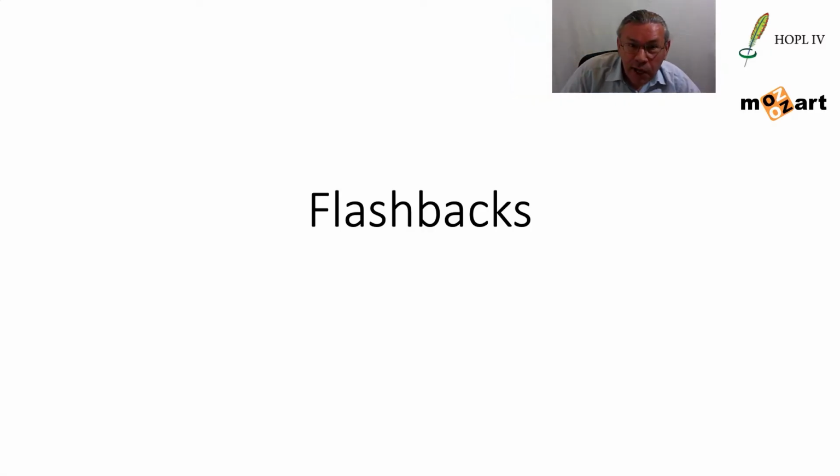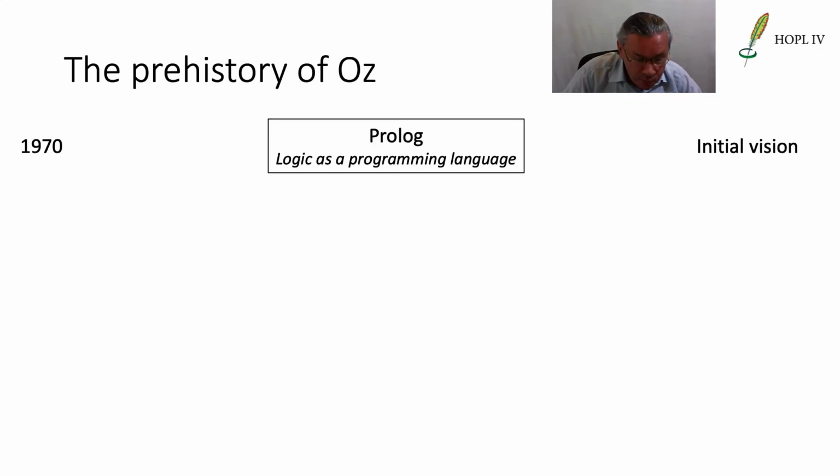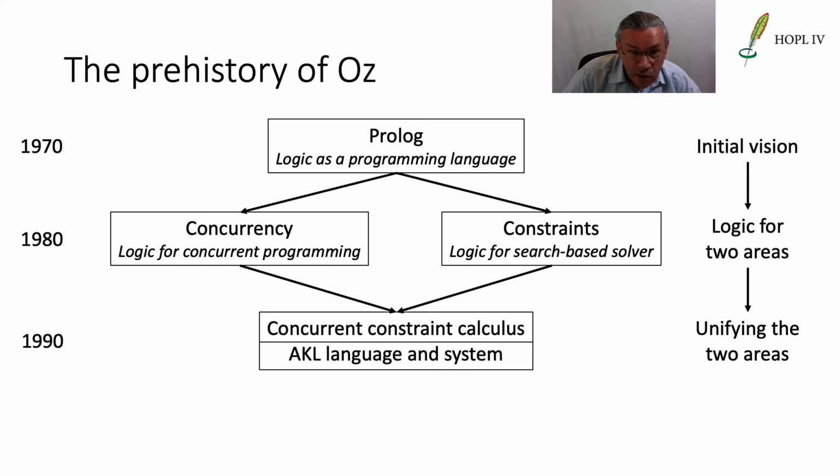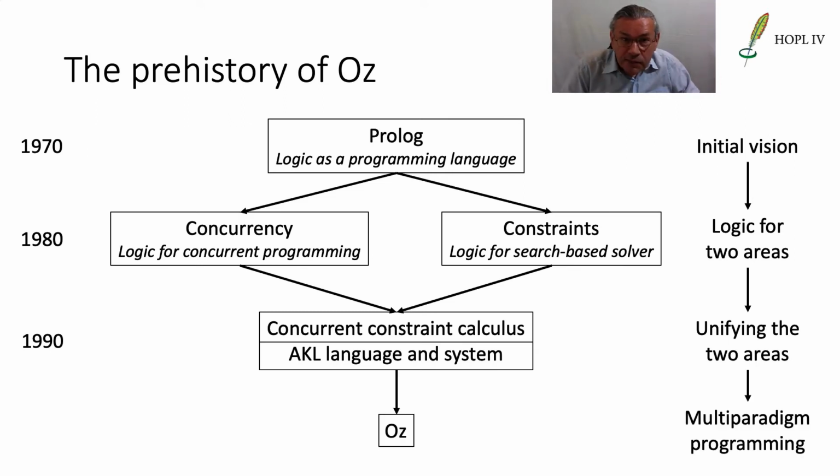My name is Peter Van Roy, and I will start our story by going back in time. I'll start with the prehistory of Oz. It starts in 1970. Prolog, logic as a programming language. This then split into two research areas: concurrency, logic for concurrent programming, and constraints, logic for search-based constraint solving. These two areas stayed separate until 1990, when they were unified both theoretically in the concurrent constraint calculus and practically in the AKL language and system, and this was the direct ancestor of Oz and multi-paradigm programming.